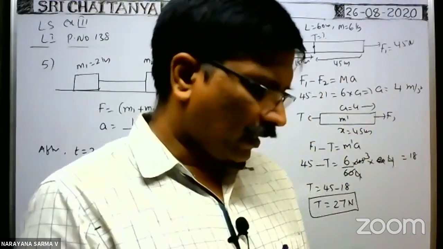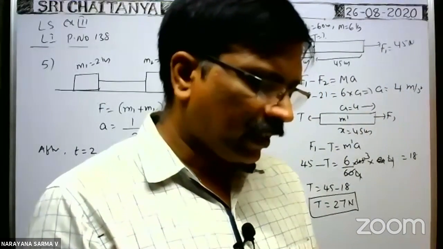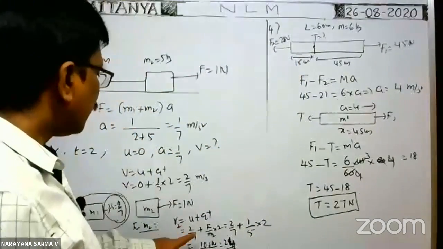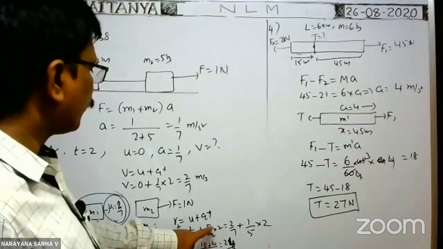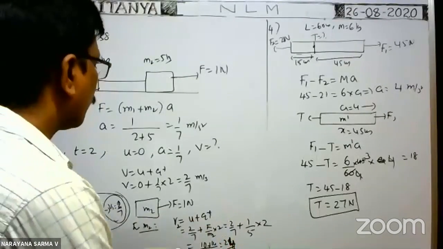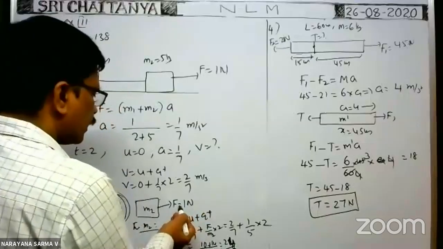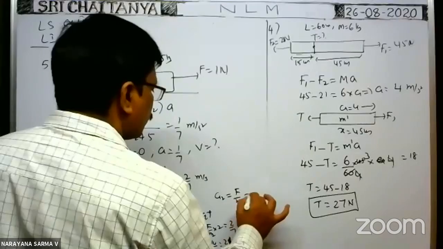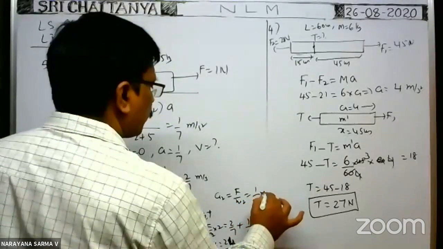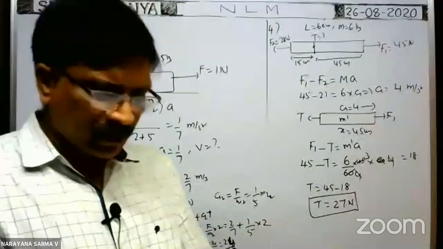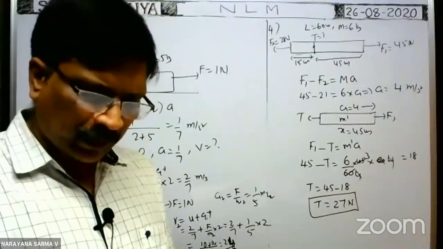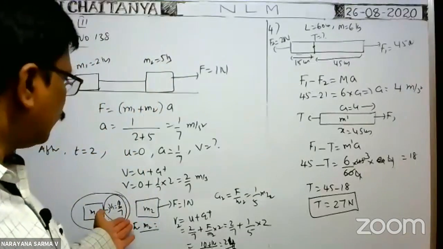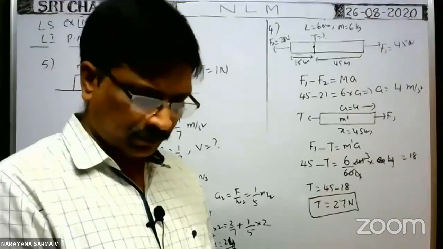Third option: the lighter body possesses a velocity 2/7 and the heavier body possesses acceleration 1/7. Acceleration of the heavier body is, you see here, 1/5 only. After 2 seconds, the force acts only on the second body. That's why the acceleration of the second body is equal to F by M2, which is 1/5 meter per second square. So the acceleration of the second body is 1/5 meter per second square, and the velocity of the lighter body is 2/7 only. That means the fourth option is correct now.